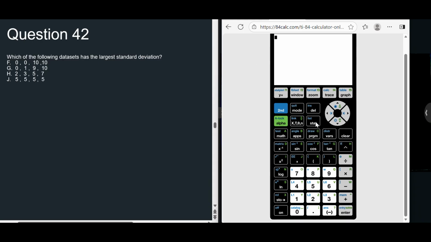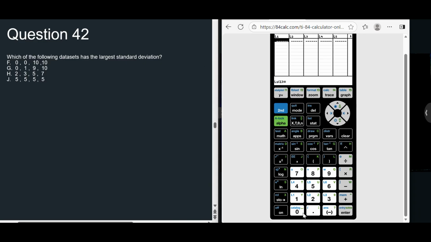So I'm going to go into my stats and put each one of these into a list, and then I'm going to find all the information about the list. So I'm going to go to 1, and I have all of these lists that I can use. I'm going to put F for list 1, G for list 2, H for list 3, and J for list 4.